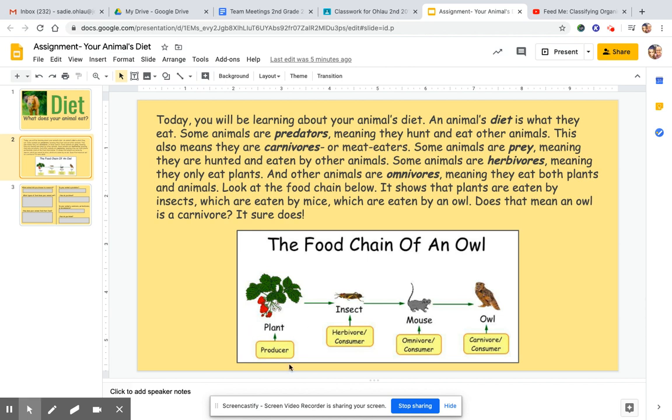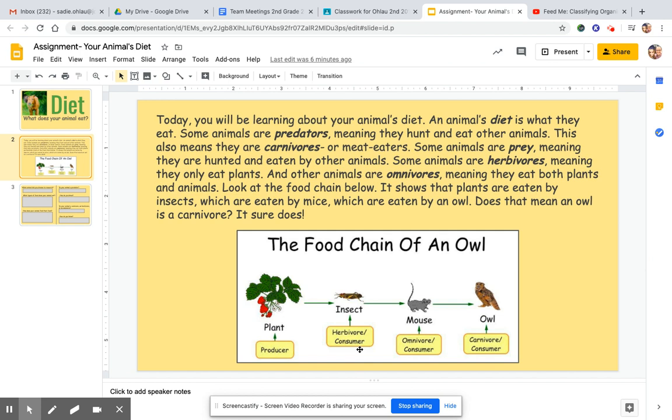Let's look at this food chain for a moment. You see that a plant is called a producer. That means that it produces its own food from the sunlight, and it actually is kind of the start of the food chain. So plants grow and insects eat them. And of course, other animals eat plants as well. But in this picture, we see that insects are eating the plant. This insect is an herbivore or a consumer.